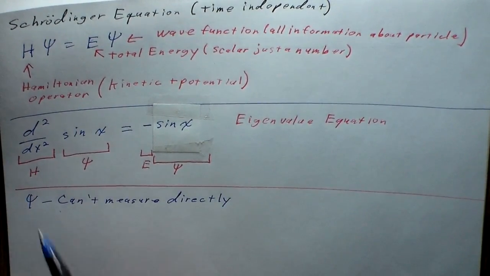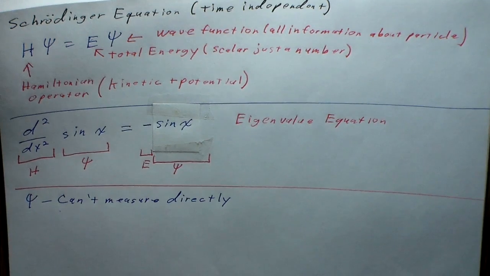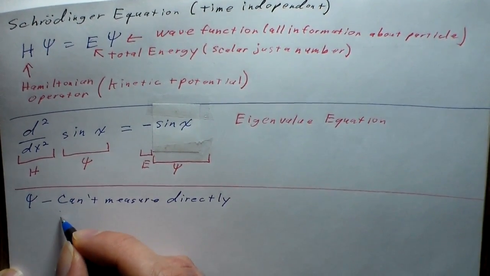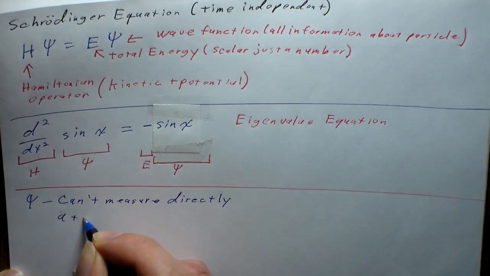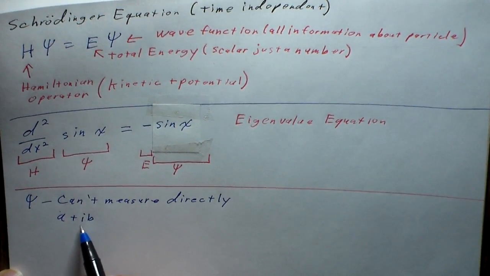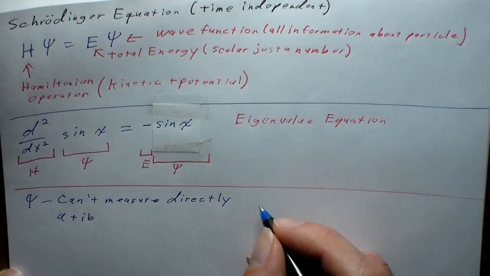All right, now for the wave function here, we cannot measure this directly. The wave function many times is going to be a complex number, meaning that there's going to be real and imaginary parts to it. So because this wave function over here is going to be complex, it's essentially going to be something like a plus ib, right? So your real number a plus your imaginary number, which is of course the square root of -1, just to remind ourselves.